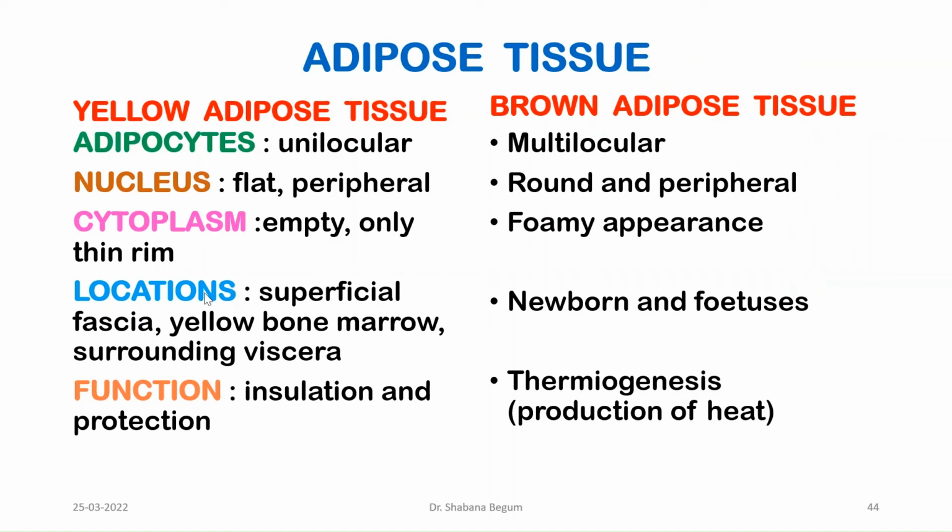And the location: the yellow adipose tissue is found in the superficial fascia, etc. The brown adipose tissue will be found in newborns. Yellow adipose tissue helps in insulation and protection. And brown adipose tissue helps in production of heat or thermogenesis.